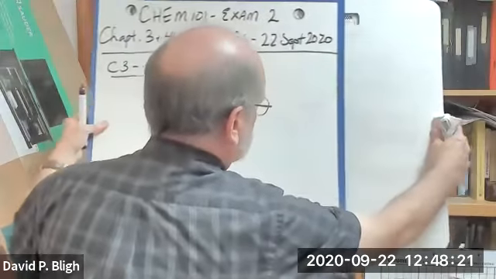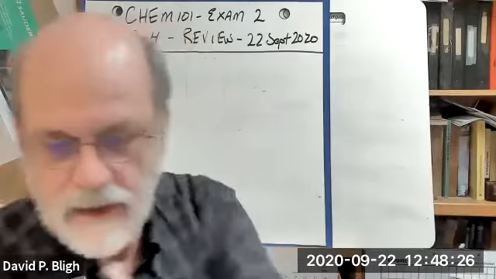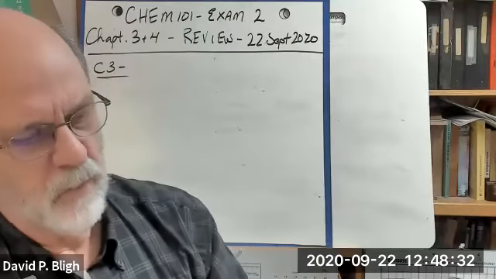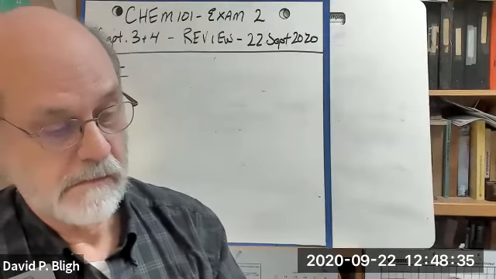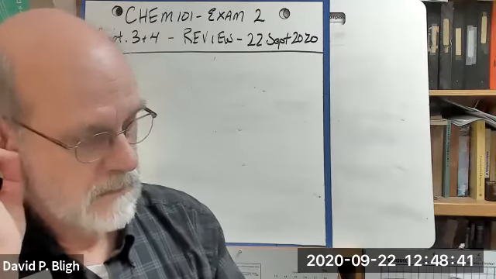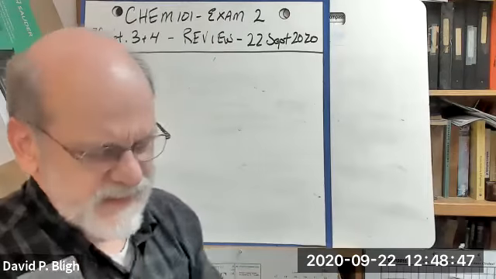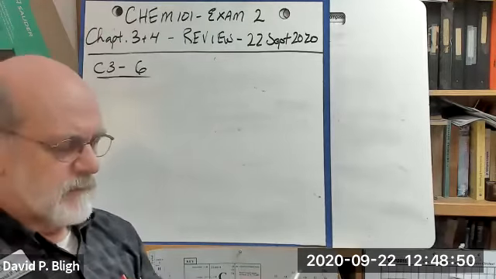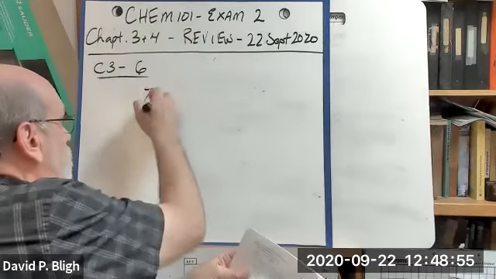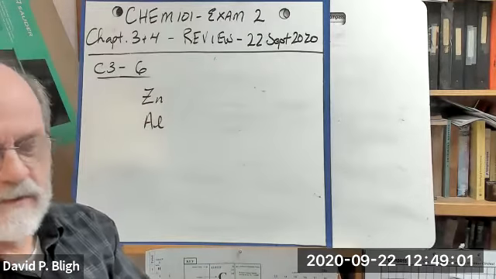Whoa. Slide off there. Move it over this way a little bit. All right. Let's see. I don't want to work any redundant problems. How about number 6? This takes some thinking. You're given a sample of zinc and a sample of aluminum. And you have equal numbers of atoms of each.